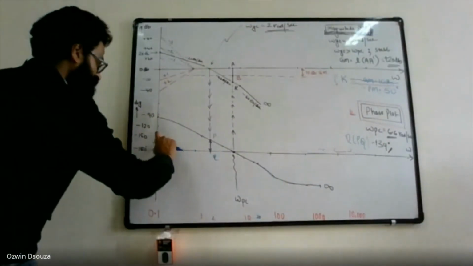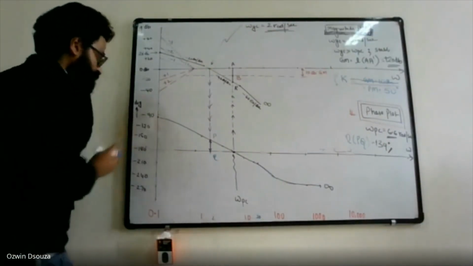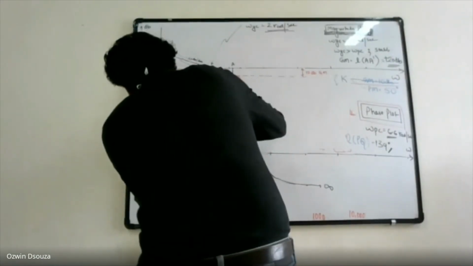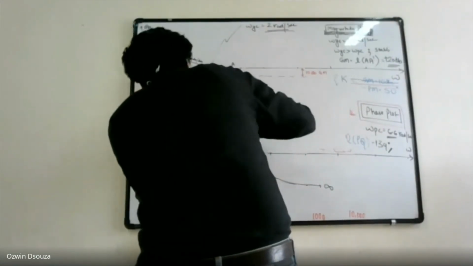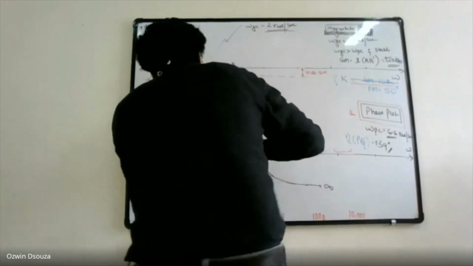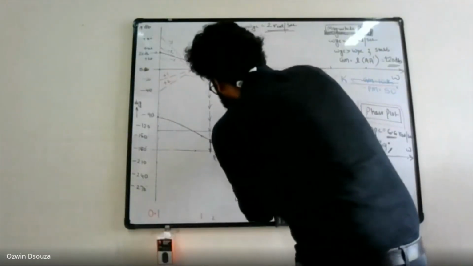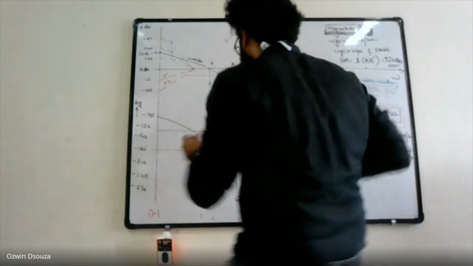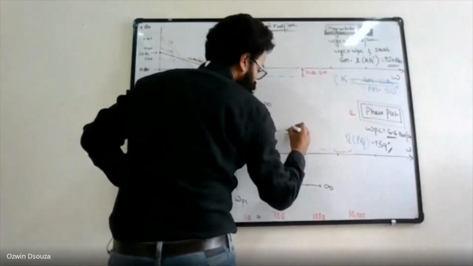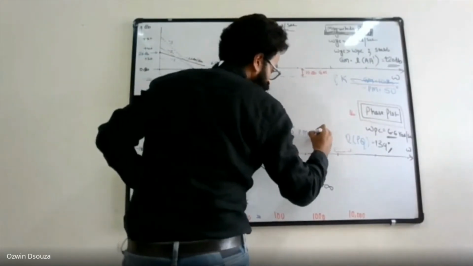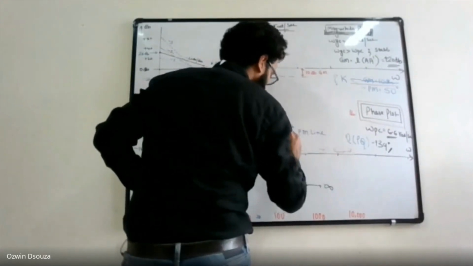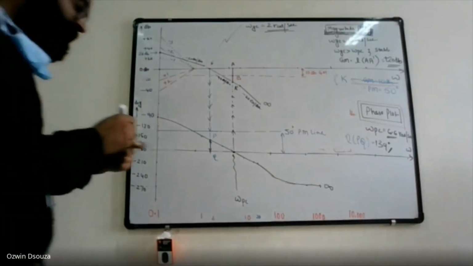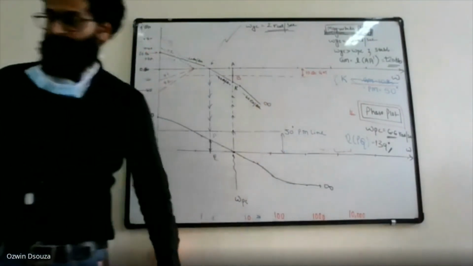So this is 30 degree. This is 60 degree. So somewhere here, right? So draw plus 50 degree reference line. Okay. Yeah. So this you can write 50 degree phase margin line. Okay. Now your phase margin is calculated at gain crossover frequency.